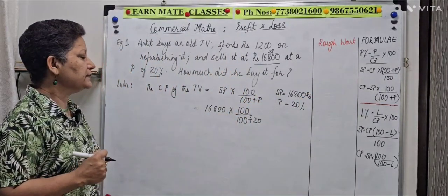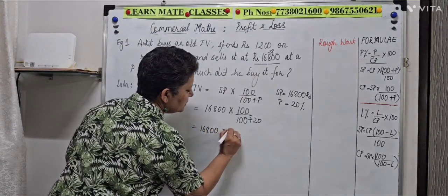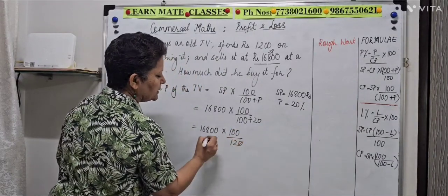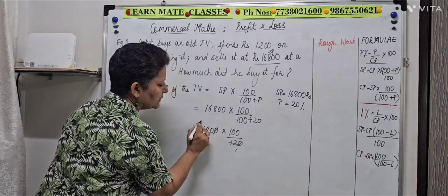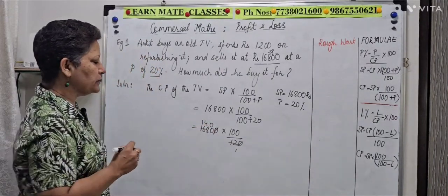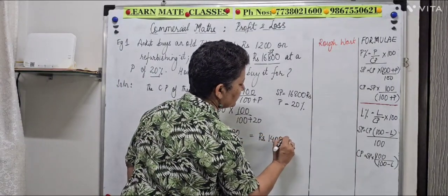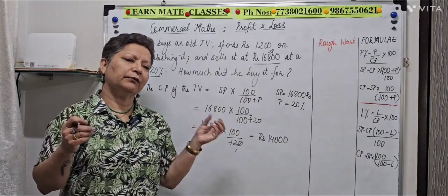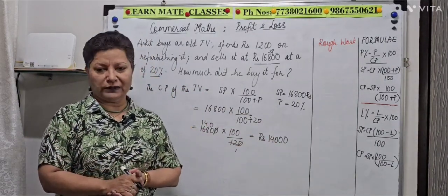So, having said this, let's try and find out what you're going to get. 16,800 into 100 upon 120. I cut my 0. Let's look at the table of 12. 12 ones are in 16. It goes one time, leaving a balance of 48. In this, it goes 4. And so you're left with 140 into 100, which becomes rupees 14,000. So this is the total cost price, whether he bought it for it or spent the amount on refurbishing, that was the total amount that he spent.